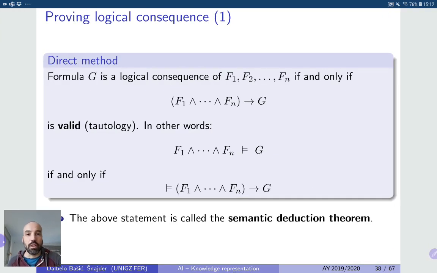Okay, how do we prove logical consequences? Well, there are two ways: the so-called direct method, and the other one is the proof by refutation. Quite simple ideas. Let's look at definitions first, and then we go through an example together.